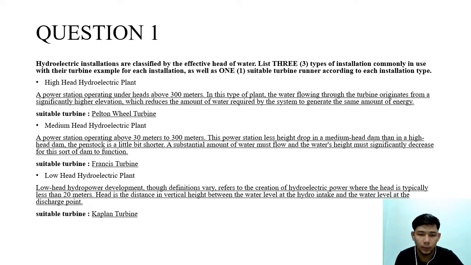Last, low head hydroelectric plant. Low head hydropower development, though definitions vary, refers to the creation of hydroelectric power where the head is typically less than 20 meters. Head is the vertical height distance between the water level at the hydro intake and the water level at the discharge point. A suitable turbine is the Kaplan turbine.